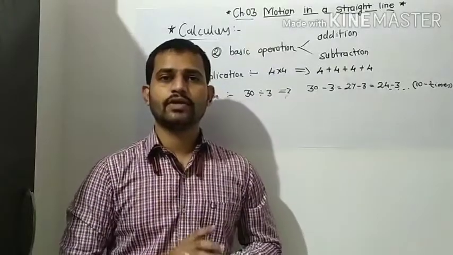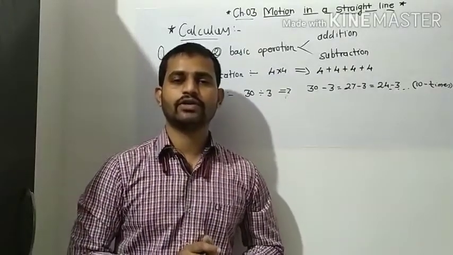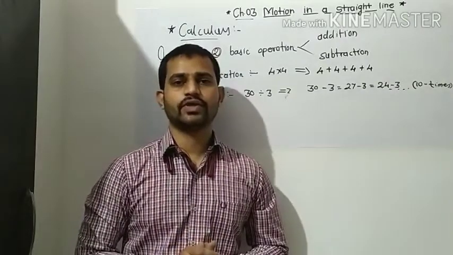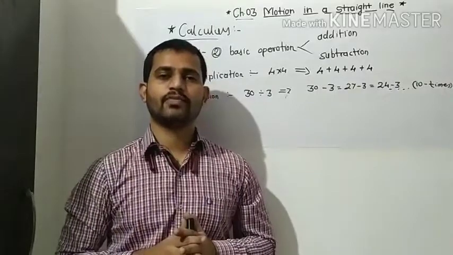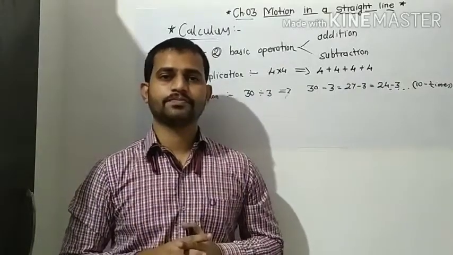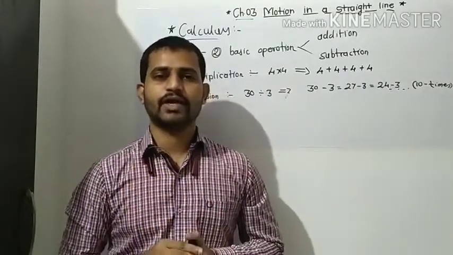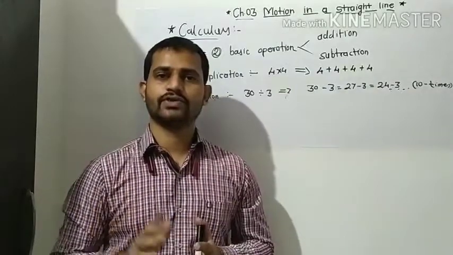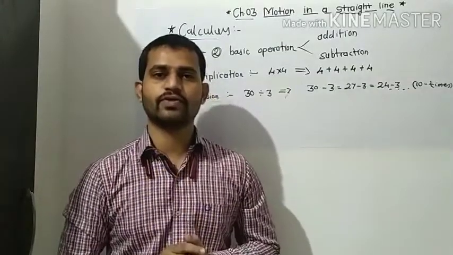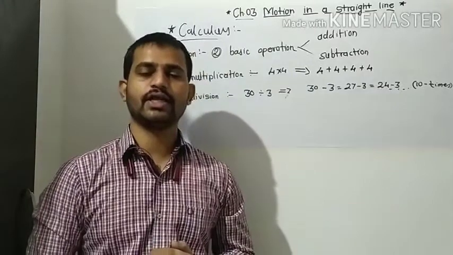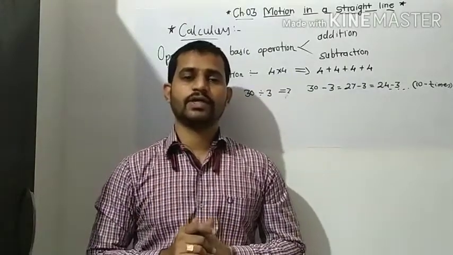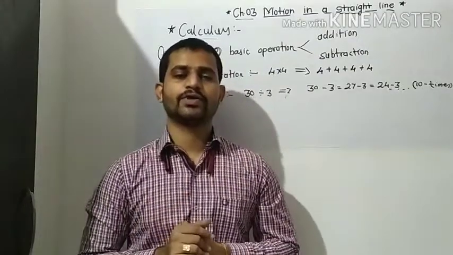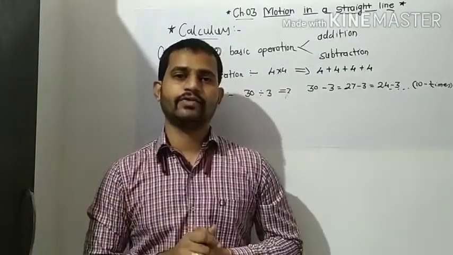Suppose for 0.1 second we have to count the velocity, then we are just calculating how much the displacement of the car is in 0.1 second, and we divide that displacement by the time, and we get the velocity. Suppose for 0.2 second we have to count the velocity, then again we count the displacement and divide it by our time, and we get that velocity.